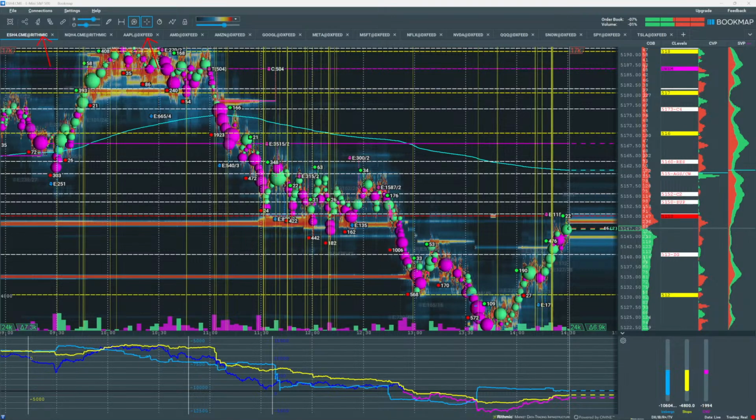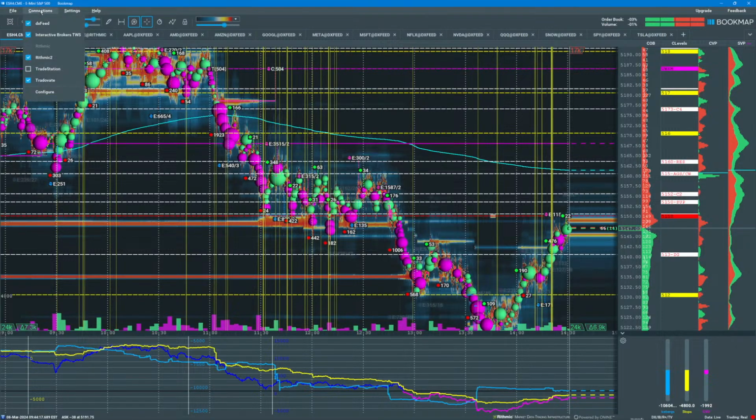You also need a connection to a broker. Here I've got a trial for Interactive Brokers. I've also tried TradeStation, both for stocks, and then TradeEvade is what I use for futures.